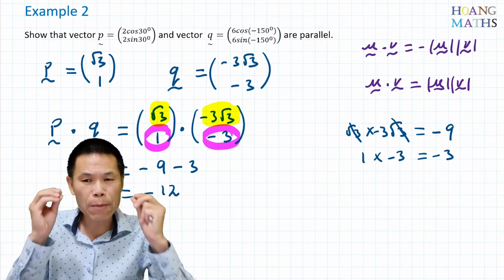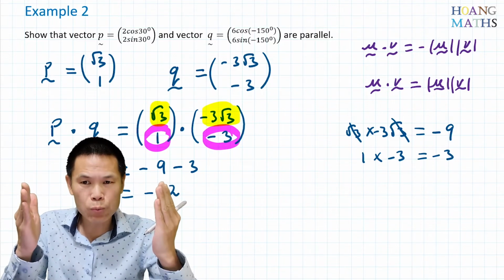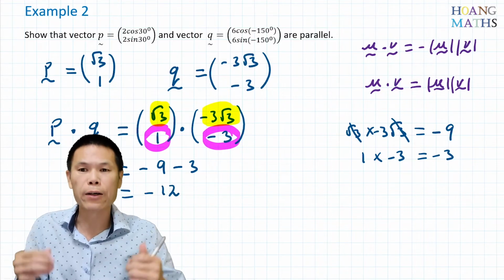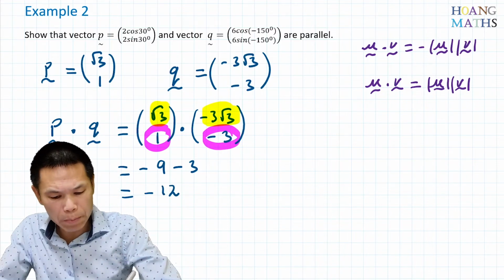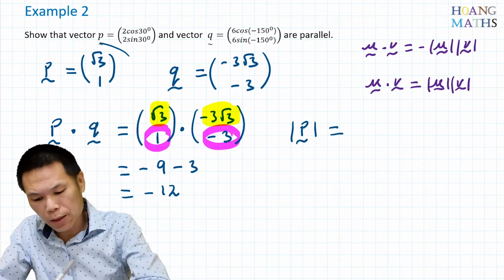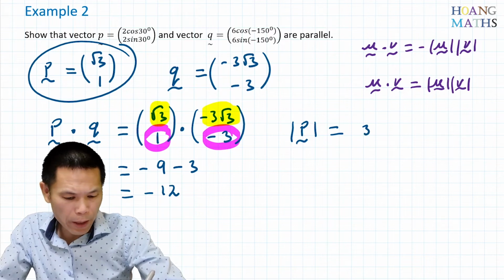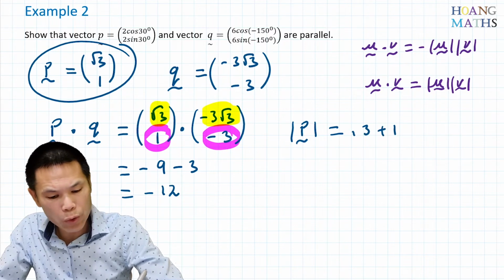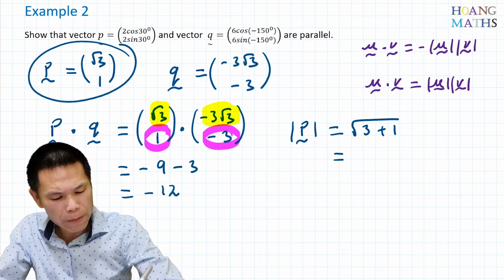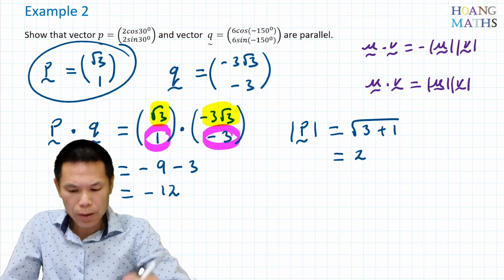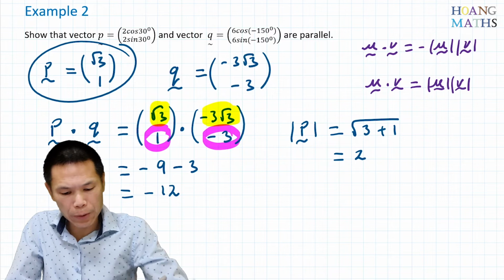Now we need to find the magnitude of P and magnitude of Q, and we multiply them together. We're going to find magnitude of P first. Magnitude of P is the square root of root 3 squared, which is 3, plus 1 squared, which is 1. The square root of that gives me 2. Now we need to find the magnitude of Q.